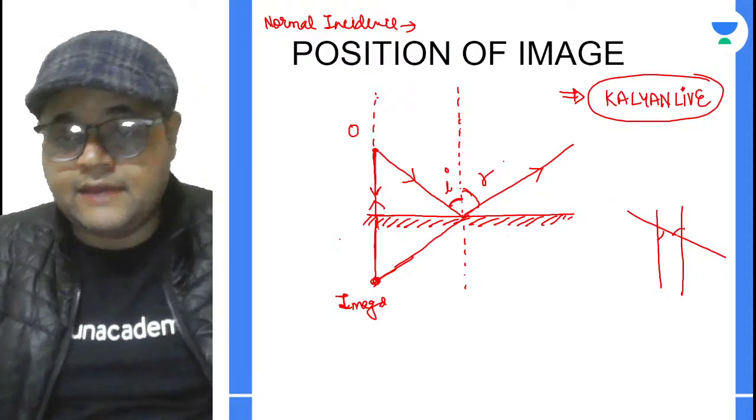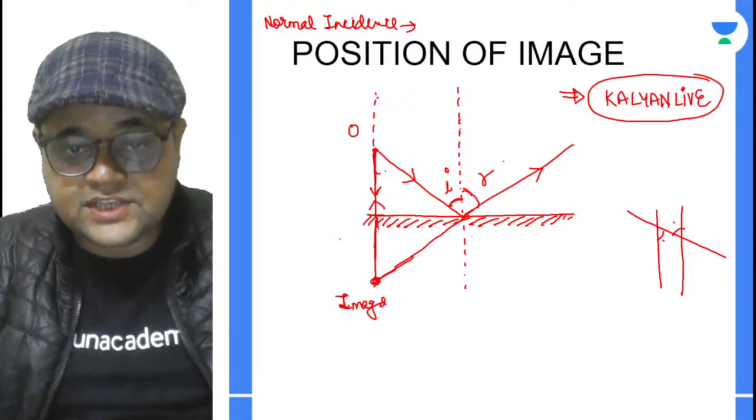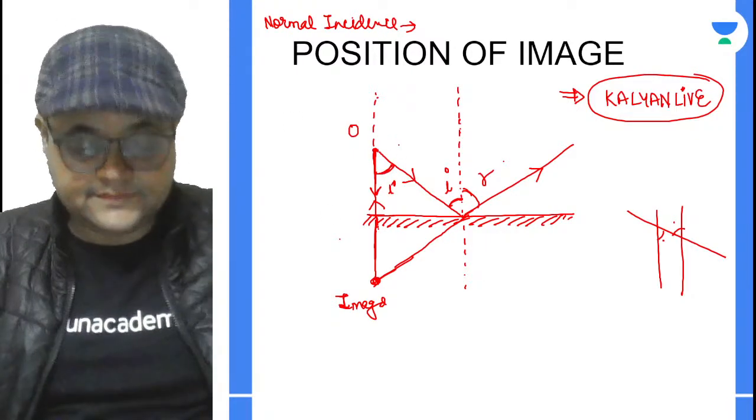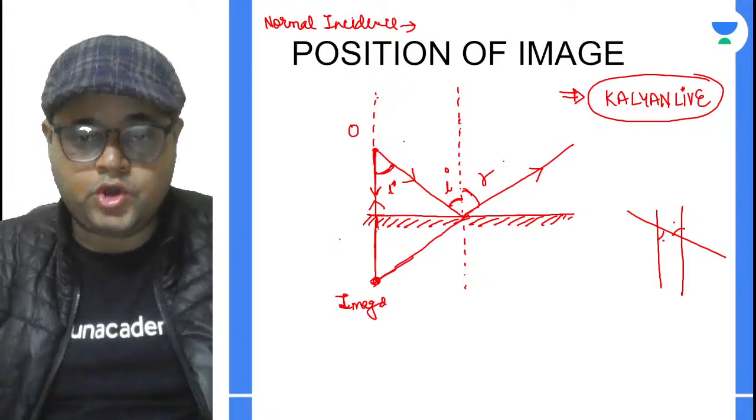Okay, I was telling you, if this is I, this will also be I. Why? Because they are alternate angles. So this is I, right? So far so good. Okay, yes or no?